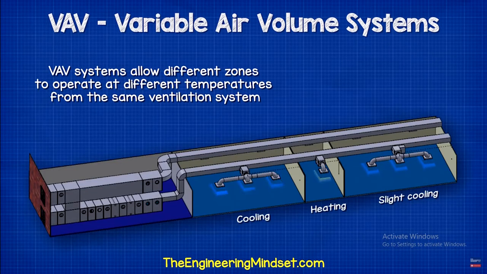With a VAV system, we can individually control the amount of cooling and possibly heating into each of the rooms, from the same main ductwork and the same main air handling unit.